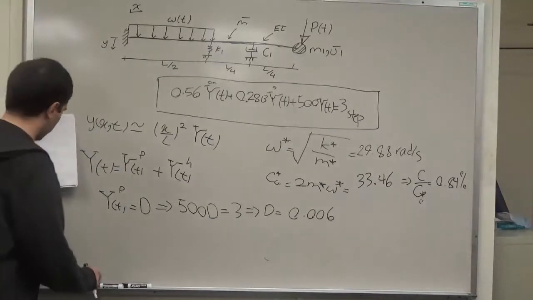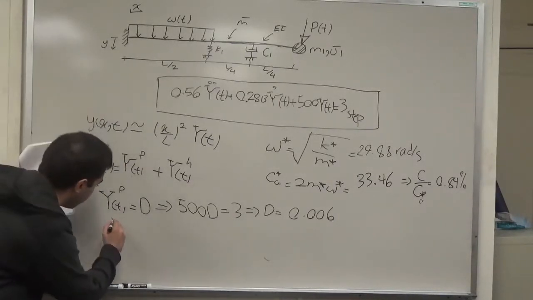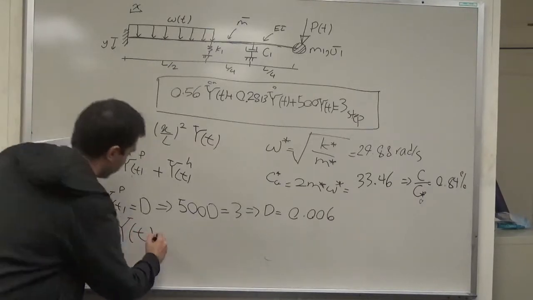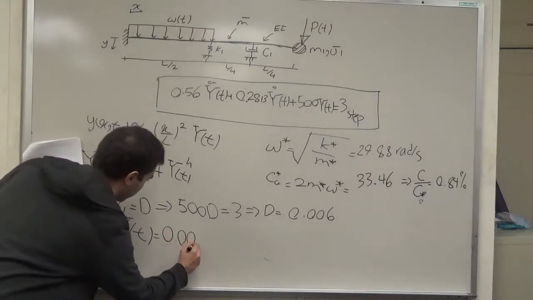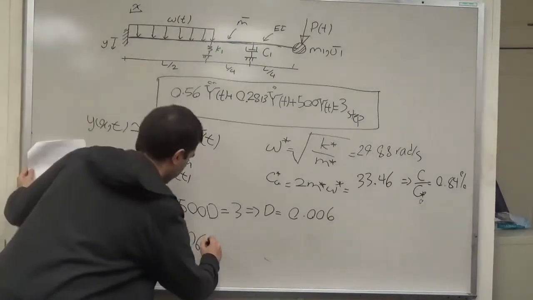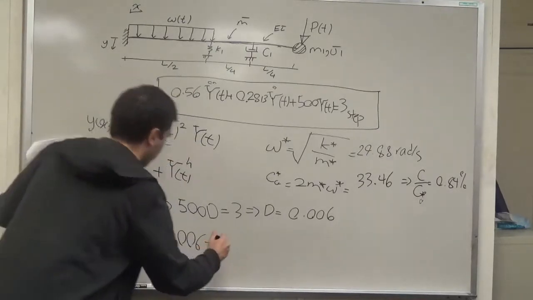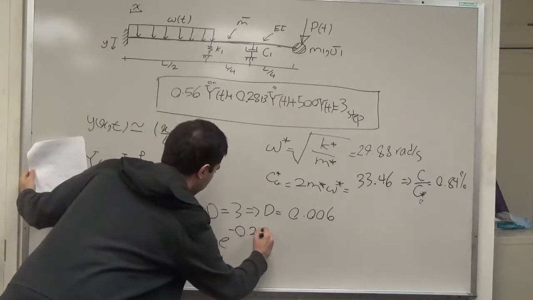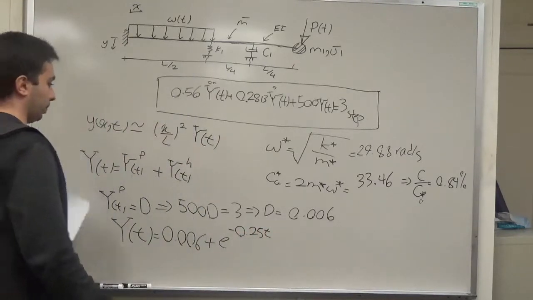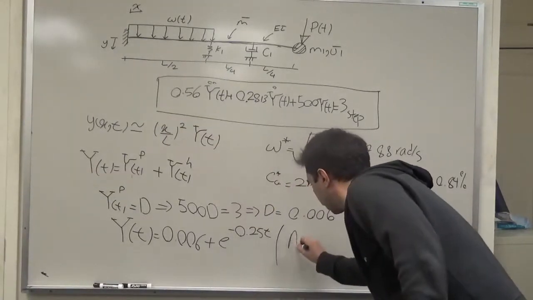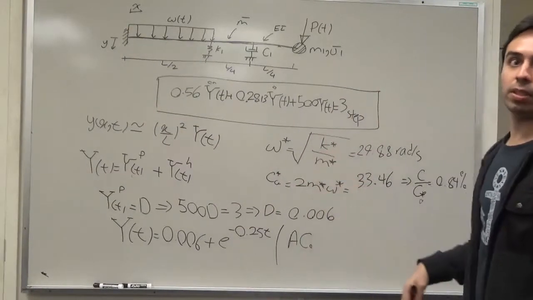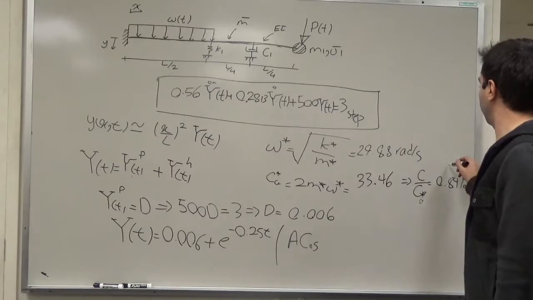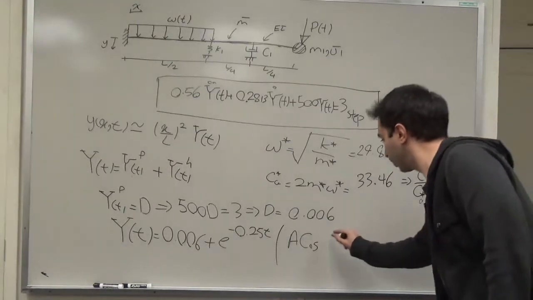Now let's write the total solution in terms of constants. We already know psi and we already know omega, so just put the number. So y as a function of time is equal to D, which is the particular solution, 0.006, plus e to the minus psi omega t, which is e to, in this case, minus 0.25, I think, times a cosine omega damped. Omega damped and omega are essentially the same thing, because the damping is so small, so we're just going to write it the same.